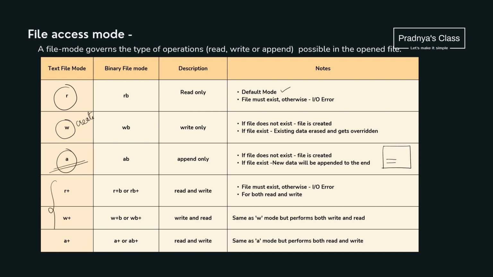There are some additional modes too, R+, W+, and A+. In case of R+ mode, the file will open in the read mode and it will allow write operation too. Whereas in case of W+ mode, the file will open in the write mode but it allows read operation too. And at last, in case of A+ mode, the file opens in the append mode and it allows read operation also. Generally, we will be using R mode, W mode and A mode.